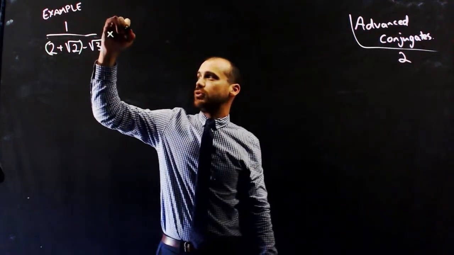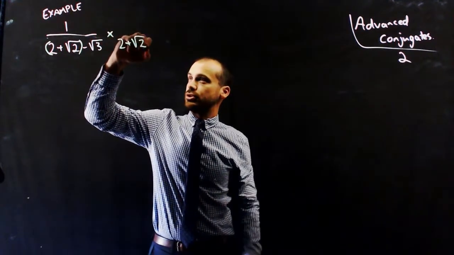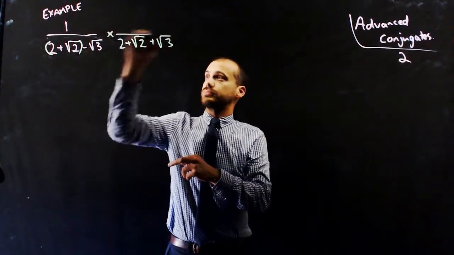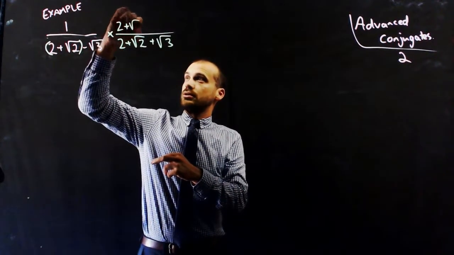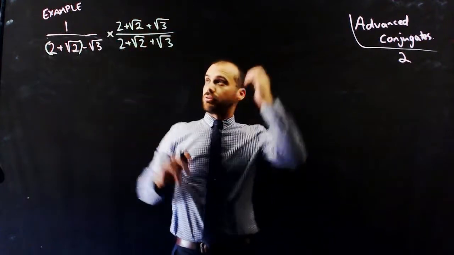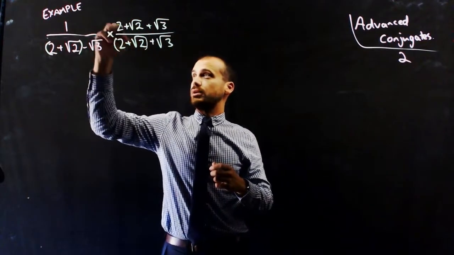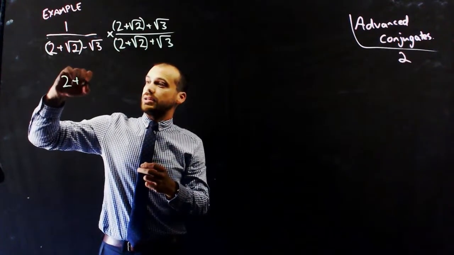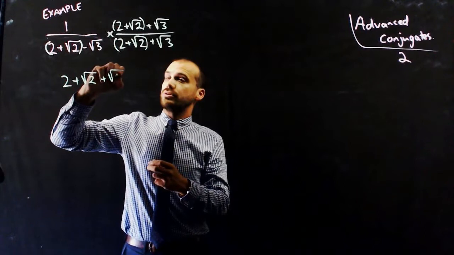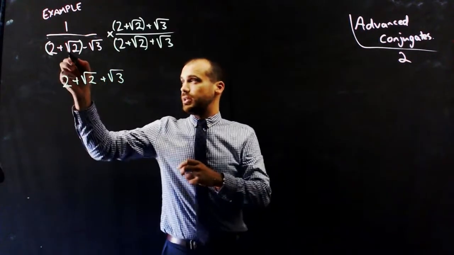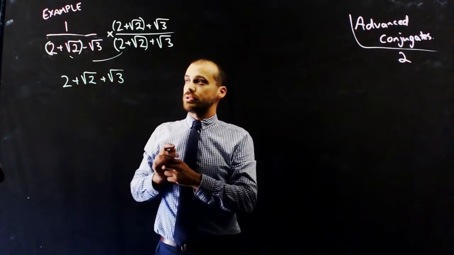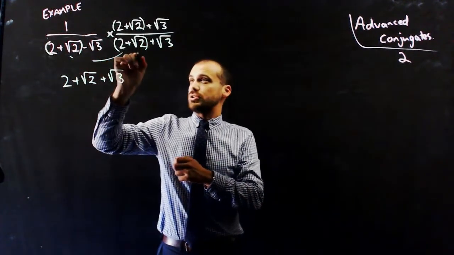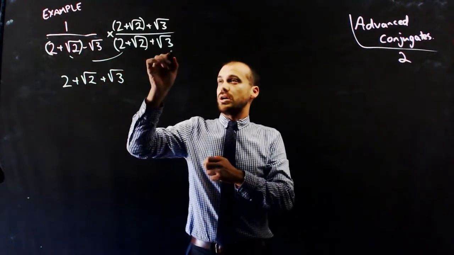So my conjugate, therefore, is 2 plus root 2, because that's my first term, and then this sign changes. Over 2 plus root 2 plus root 3. Okay, and again, I'm treating this as my first term, and I'm treating this as my second term. So the top is just going to be exactly as is, 2 plus root 2 plus root 3, and the bottom is going to be 2 plus root 2 times 2 plus root 2, 2 plus root 2 times positive root 3, negative root 3 times 2 plus root 2, and negative root 3 times positive root 3.